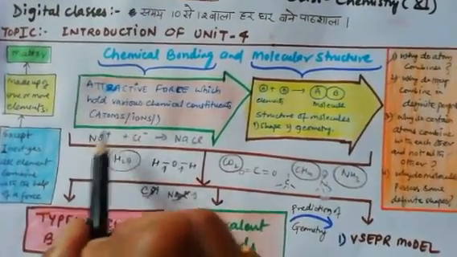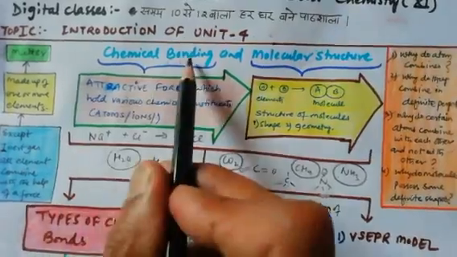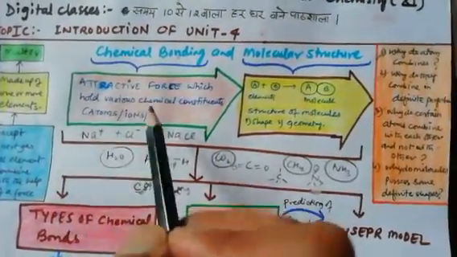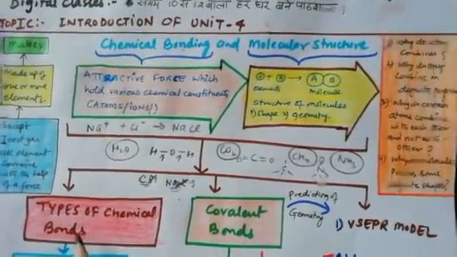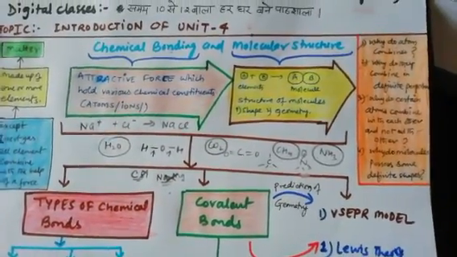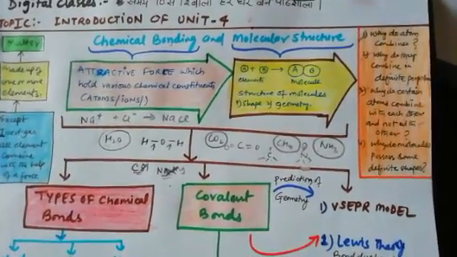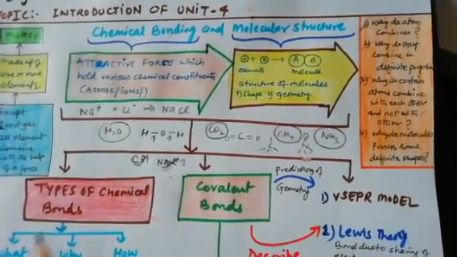So what is the force that combines sodium with chlorine? That is called a bond. That force is called a bond. There are different types of bond, basically 2 types of bond: ionic bond and covalent bond. There are 5 basic types of bond. Van der Waals force is also there, hydrogen bond is also there. So we will discuss basically ionic and covalent bond in detail.